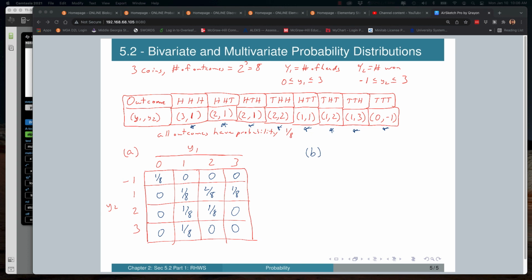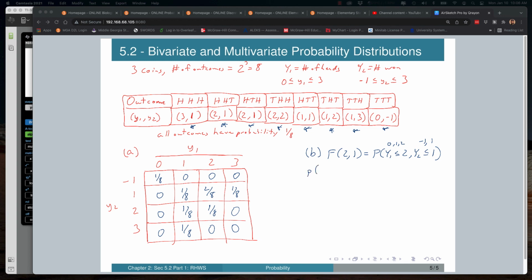For part B, it said find F of (2, 1). Recall from the definition, that's the probability that the random variable y1 is less than or equal to 2 and y2 is less than or equal to 1. So again, y1 can take on the values 0, 1, or 2, and y2 can take on the values -1 and 1.